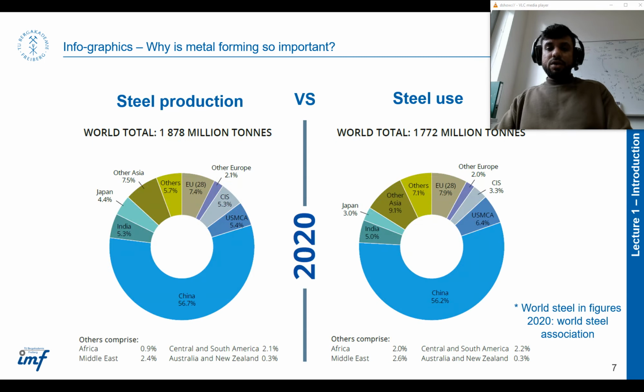And then we see how steel is produced versus how steel is used. We are specifically talking about the year 2020, and we are taking generally the average value. So we see that a lot of steel is being produced and consumed by China, by India, by the European Union, by Asian countries, and then the rest is basically distributed in smaller sections around the globe.